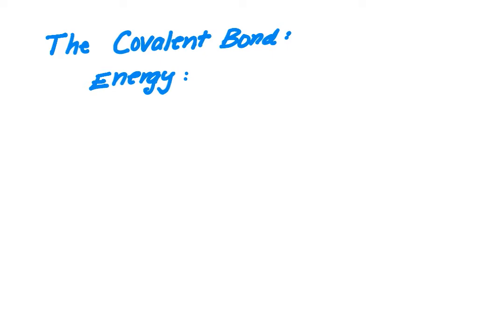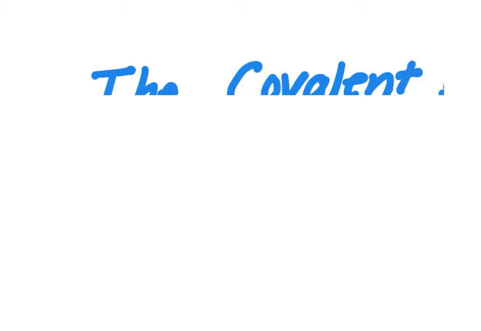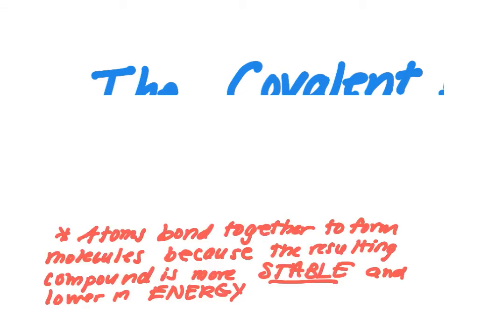In 1916, Gilbert Lewis defined a covalent bond as the result of two atoms sharing a pair of electrons. Atoms bond together to form molecules because the resultant compound is more stable and lower in energy than the separate atoms. I want to emphasize this again. You're forming a bond because the resultant compound is more stable. This is very important, and that stability comes from being lower in energy. This is going to be a theme throughout organic chemistry.